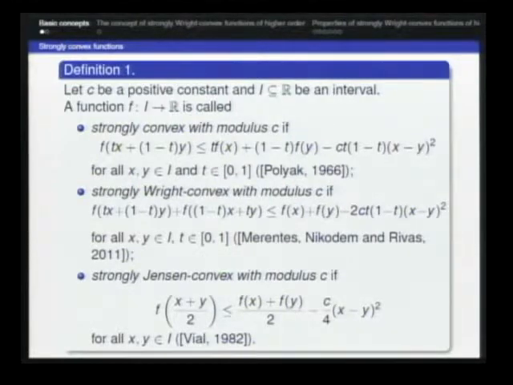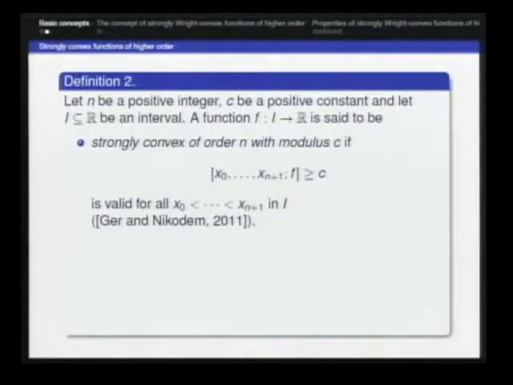That concept was used maybe earlier as well, but at least it was considered by Weyer or Vial in 1982. In the following, we will consider higher order versions of these concepts. Let's consider first the higher order version of strong convexity and strong Jensen convexity. These concepts were introduced and investigated by Roman Guerre and Kazimierz Nikodem in a recent paper.